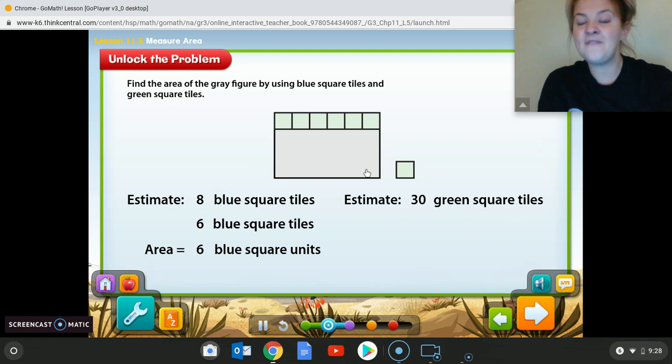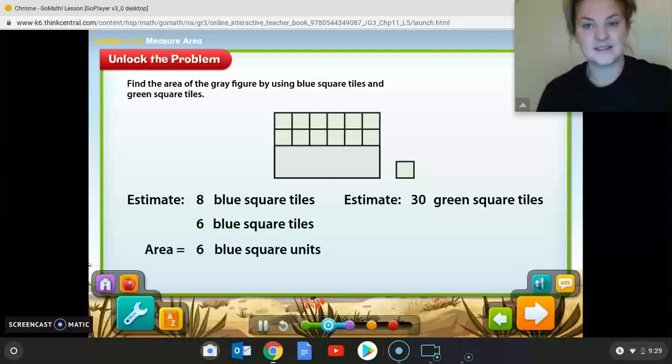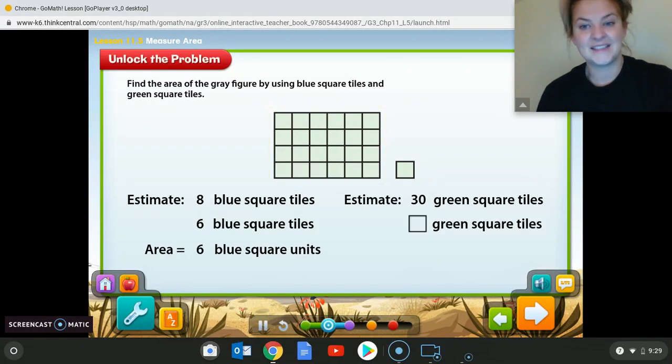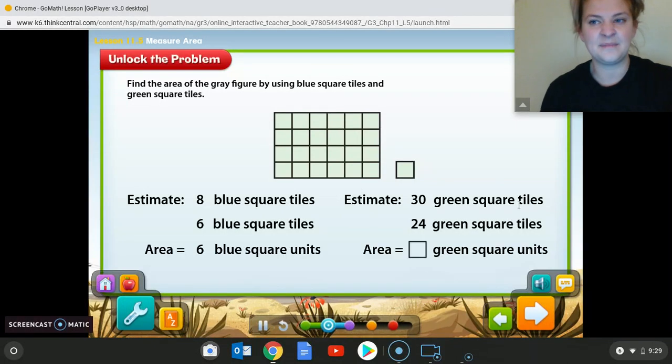Well, I can fit 6 like I thought. So here's 1 row of 6. 2 rows of 6. Uh-oh, I don't think I'm going to be able to fit 5. 3 rows of 6. 4 rows of 6. So I can count them one by one, right? 1, 2, 3, 4, 5, 6, 7, 8, right? Or I could do 4 rows of 6, which equals 24. See how that's a little bit easier?